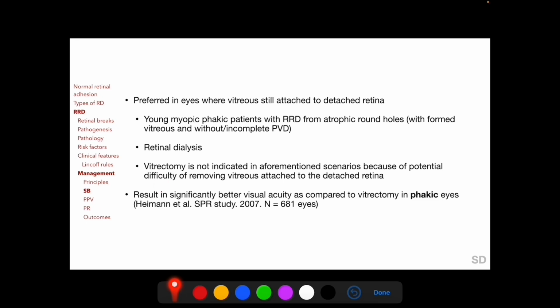The landmark SPR study showed that in comparison to vitrectomy, scleral buckling resulted in significantly better visual acuity in phakic eyes, and as we shall see, the same study showed that in comparison to scleral buckling, vitrectomy has a higher anatomical success, that is retinal reattachment rate, in pseudophakic eyes.